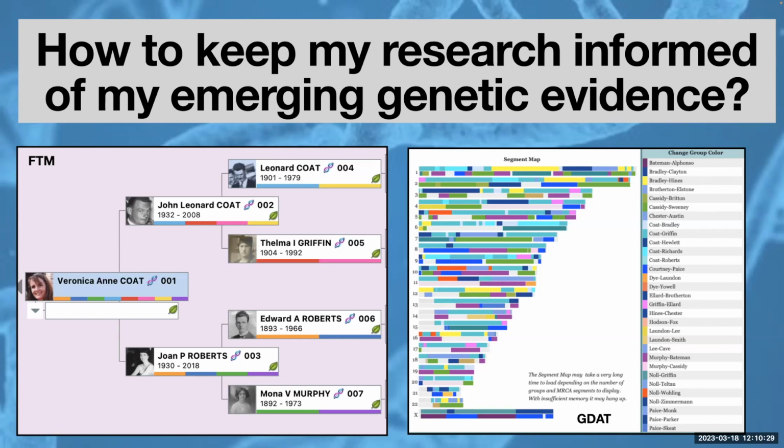And I've been doing this for quite a long time. I work in Family Tree Maker. I do my research in Family Tree Maker. I sync to Ancestry, and I do my genetic stuff in GDAT, which is a genealogical database for DNA, a genealogical DNA tool. And so I'm trying to bring those two together.